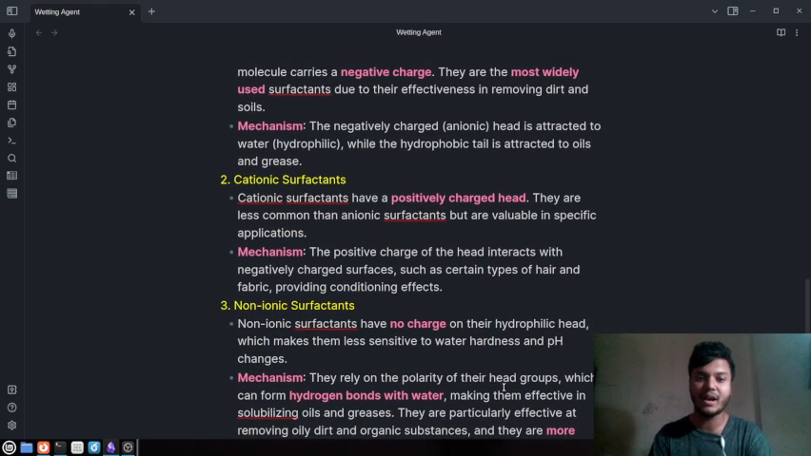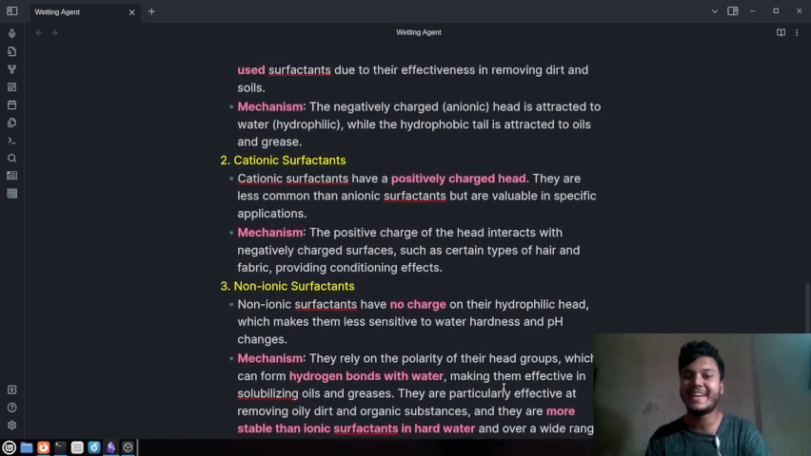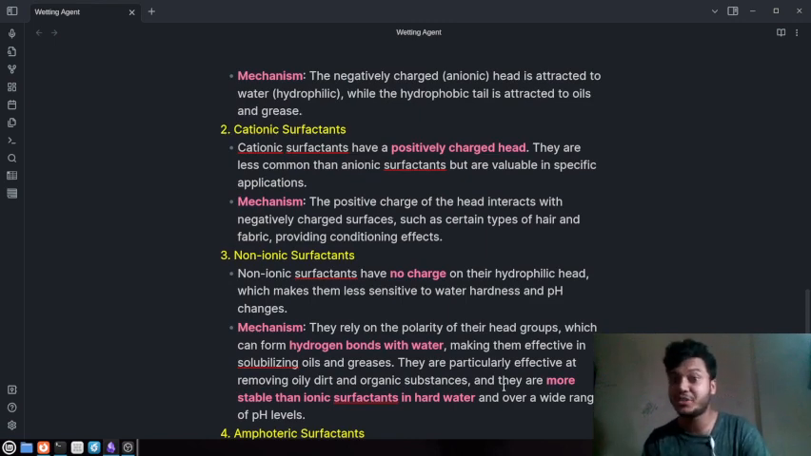The second one are the cationic surfactants. Cationic surfactants have a positively charged head, and their positively charged heads help them to bond with negatively charged particles, and that is why they have their other specific uses. Such as they can bond with certain types of hair and fabrics and can provide conditioning effects.